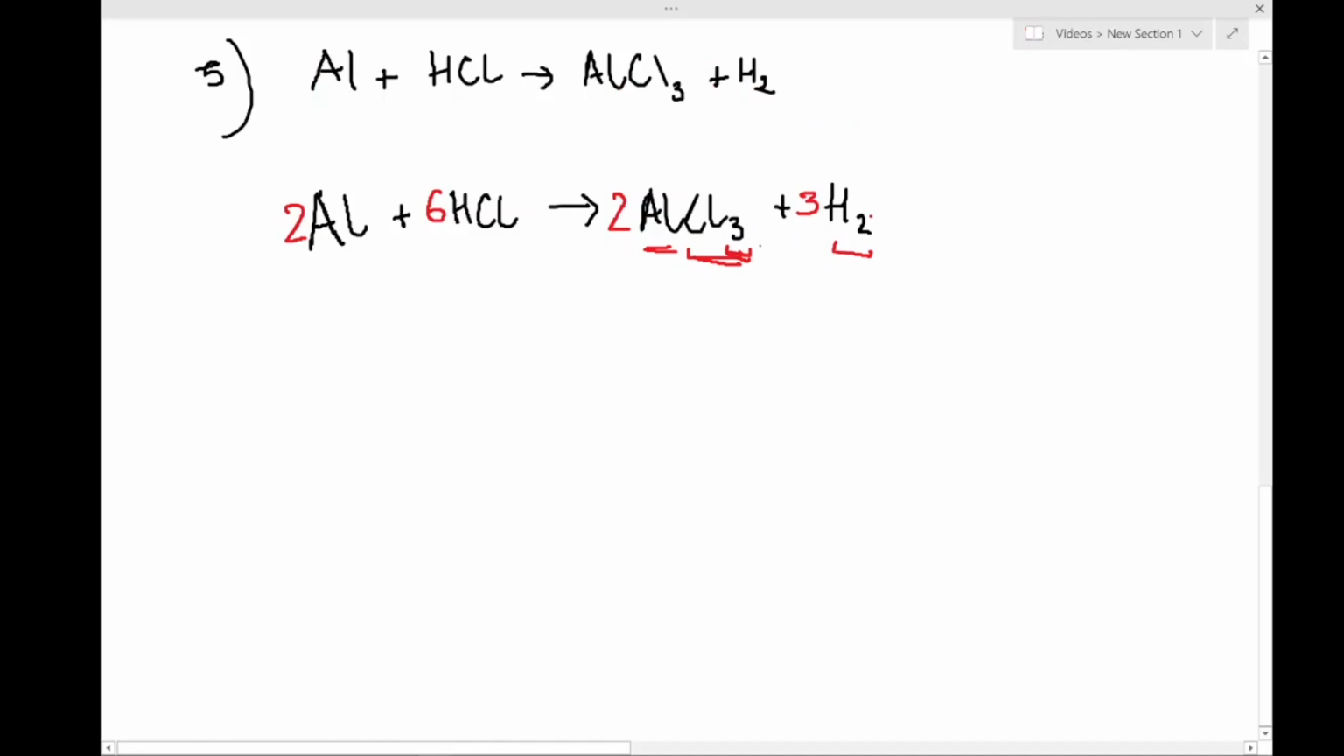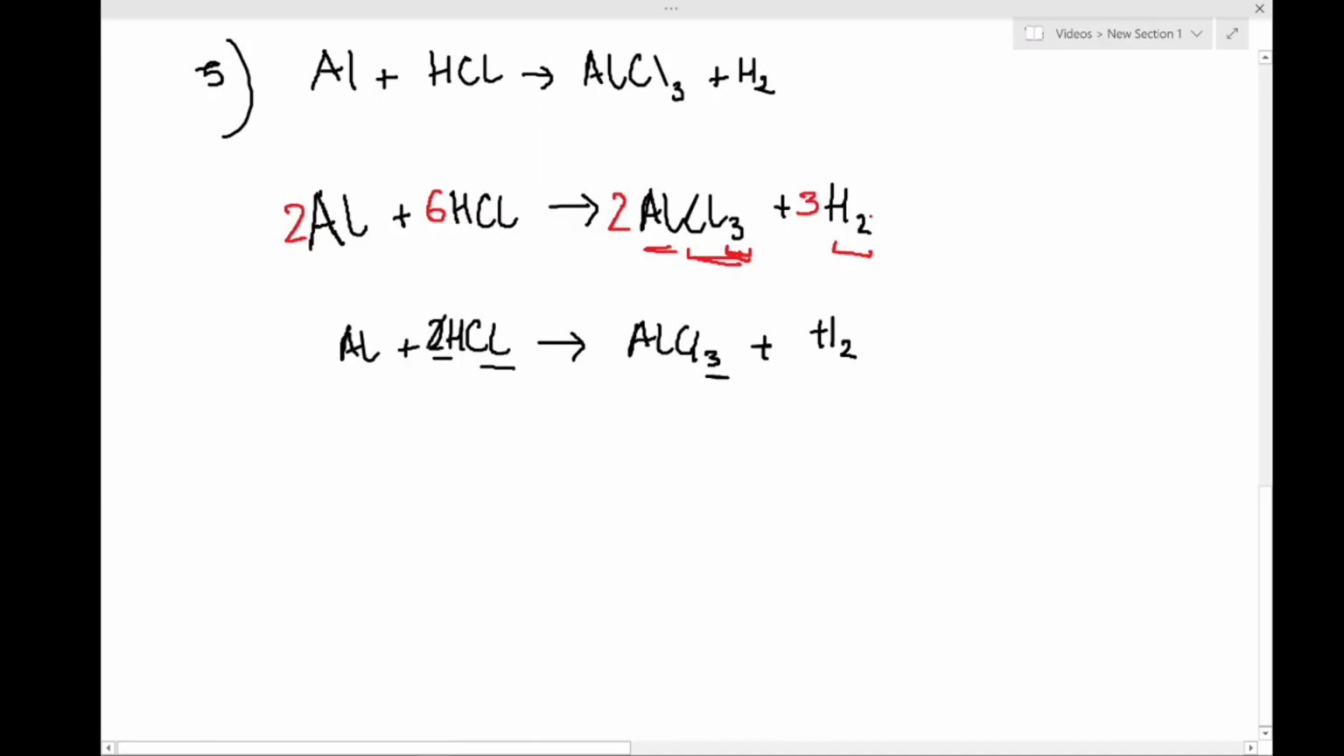An alternative way of balancing this would be, so here I chose to balance the chlorines first, but what you could also do is start by balancing the hydrogens, right? Or you could start by not making the odd number even. I mean, there are multiple ways you can do this equation. So if I were to tackle this by balancing the hydrogens first, I would add a 2 here, right? And then what I would need to do is find the lowest common multiple between 2 and 3 in order to balance my chlorines, and that would be 6.